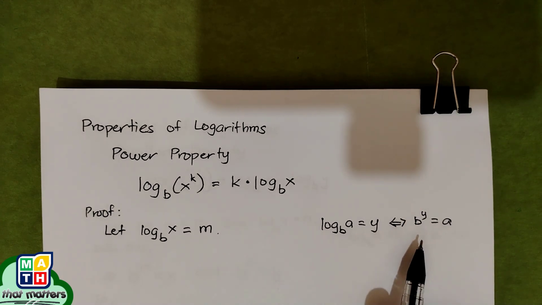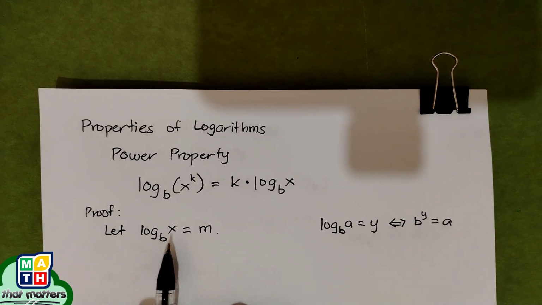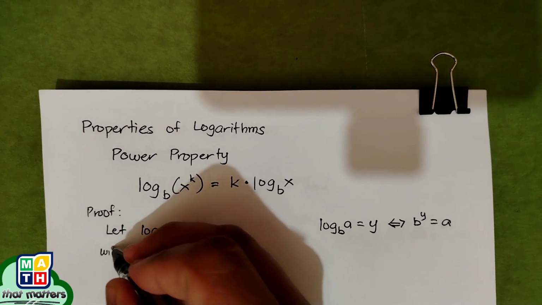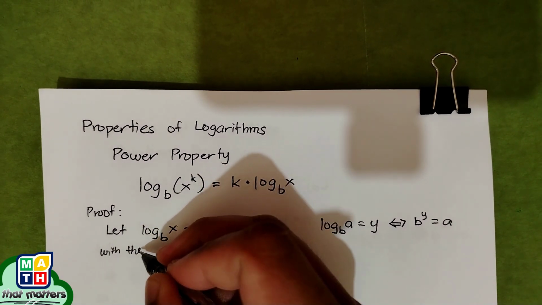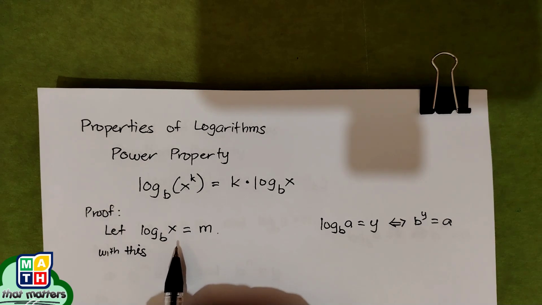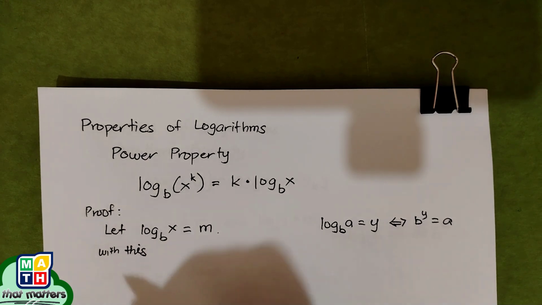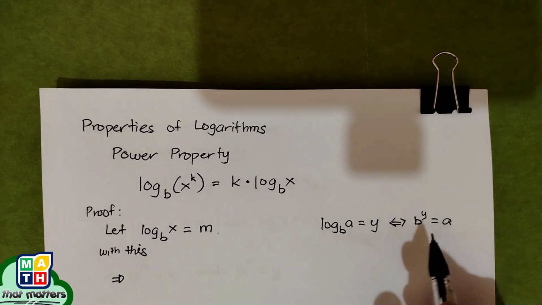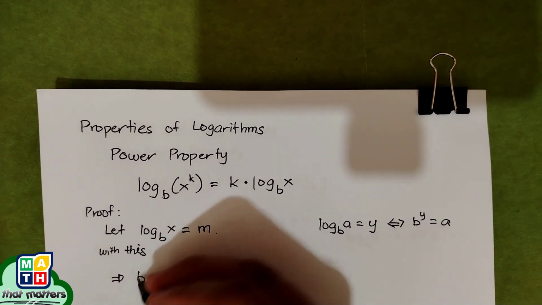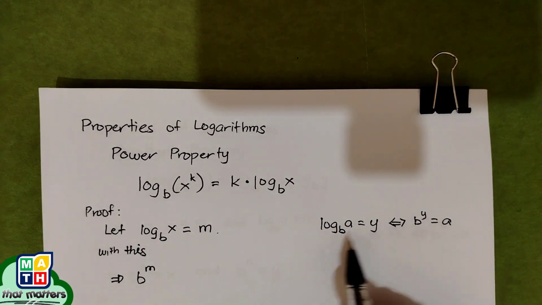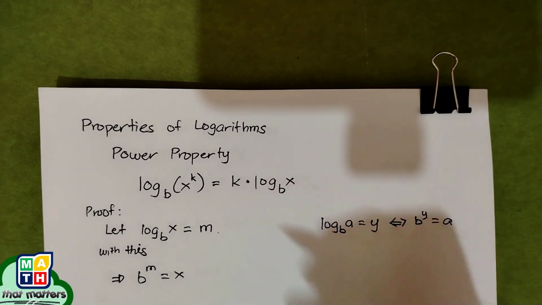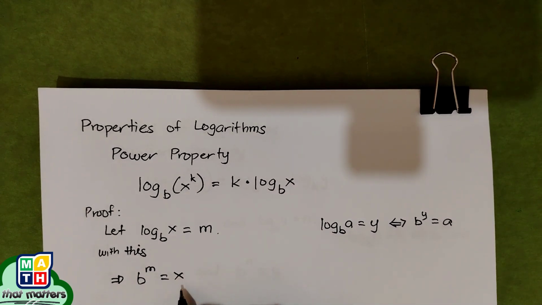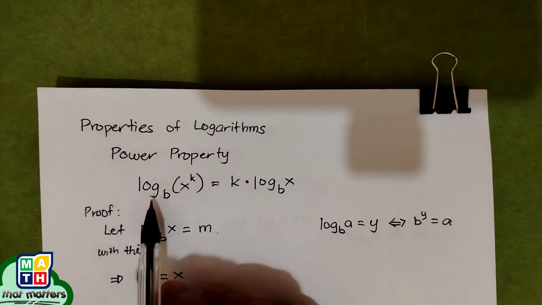Now, this is true from logarithmic equation into exponential equation and vice versa. We're going to use this property because for this representation, we would like to come up with the value or expression equivalent to x. So following the transformation, you have b raised to m is equal to x. And from here, we now have a representation for x, and we can now start from here.